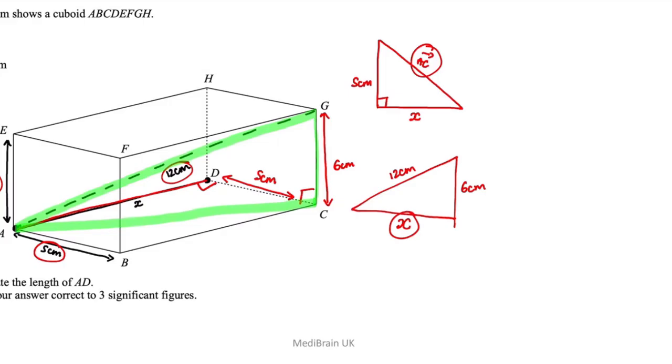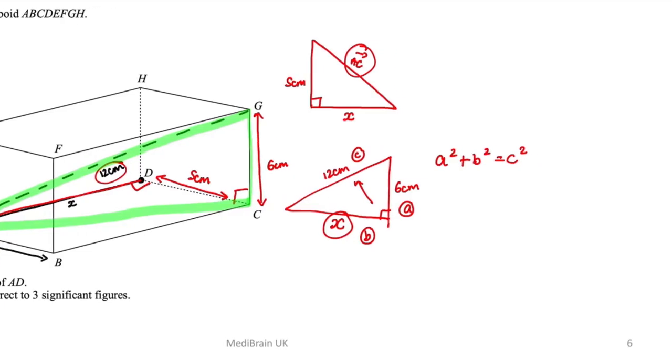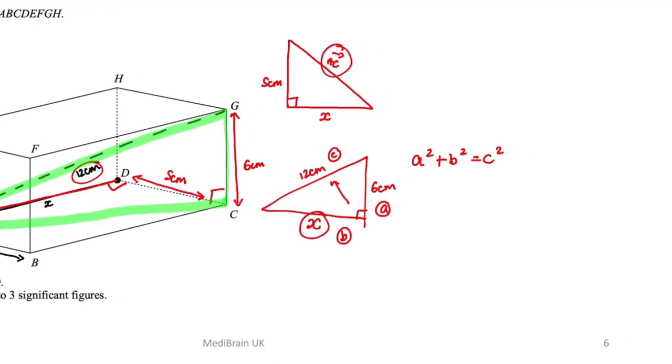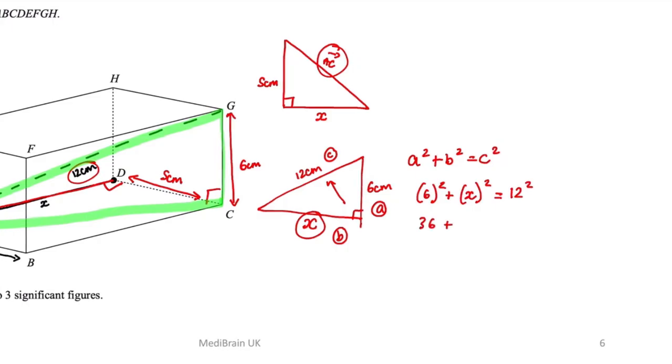Okay, so we can use Pythagoras' theorem over here to work out what x is. a squared plus b squared equals c squared. We know that this is going to be the longest side, so that's c, and then this is a and b in any order. So we know a is 6 plus b, which is x, and that's equal to c, which is 12 squared. 6 squared is 36 plus x squared equals 144.